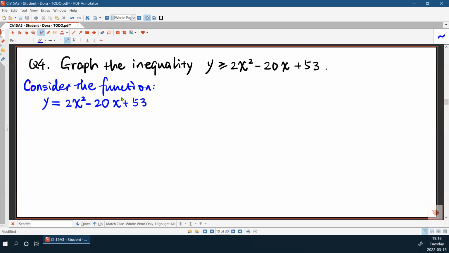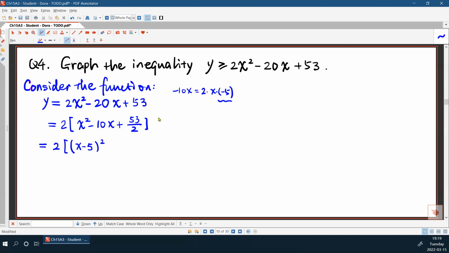And in order to sketch the function, first of all, it's better to convert it to the vertex form. You can put 2 in front, and then x squared minus 10x plus 53 over 2. Note here, the negative 10x can be factored to 2 times x times negative 5, so this is a number we should consider using here. So let's try x minus 5 squared. If you expand it, you will get x squared minus 10x plus 25. Because there is no 25, we need to subtract it. Then copy the rest of the expression.